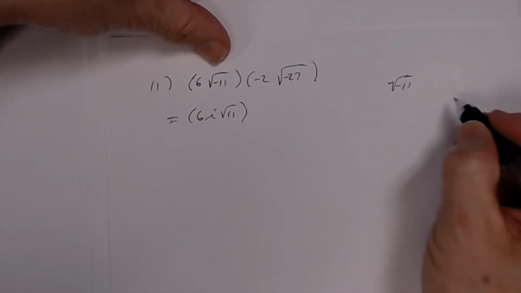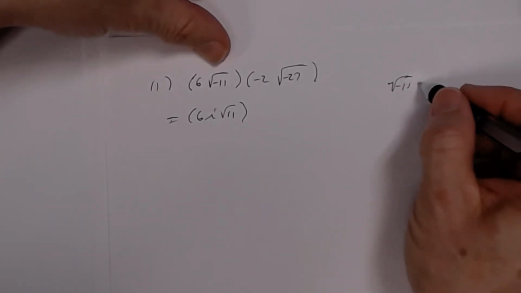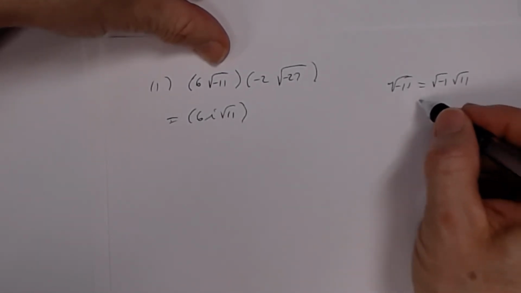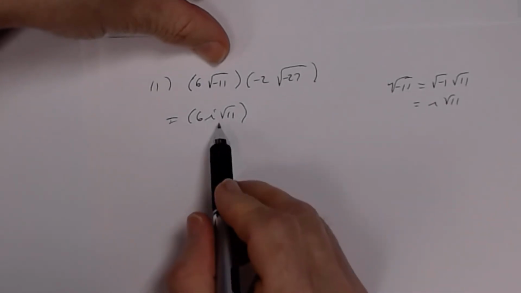Because remember, the square root of negative 11, if you have to, write it out. See how I'm doing? Do that. Some of you don't have to, some of you will. So this becomes the square root of negative 1 times the square root of 11. And so this is i square root of 11. So that's what you saw here.